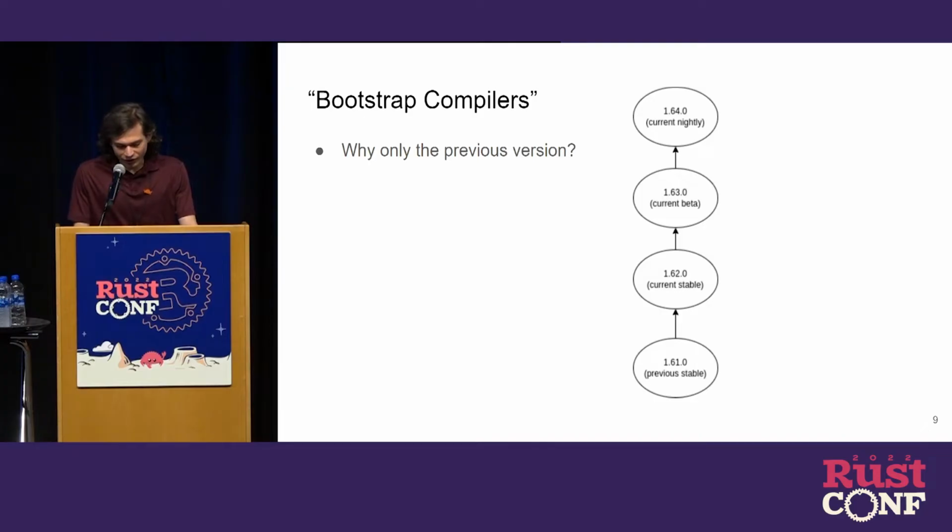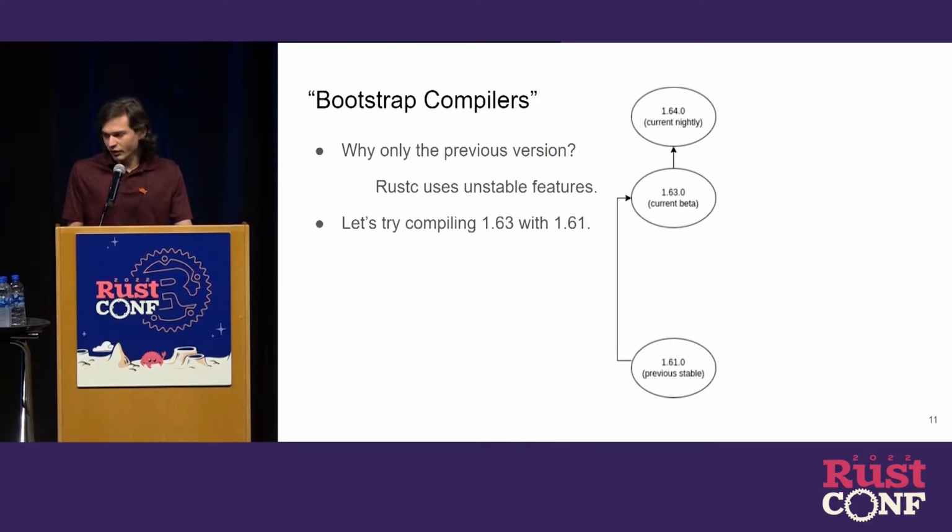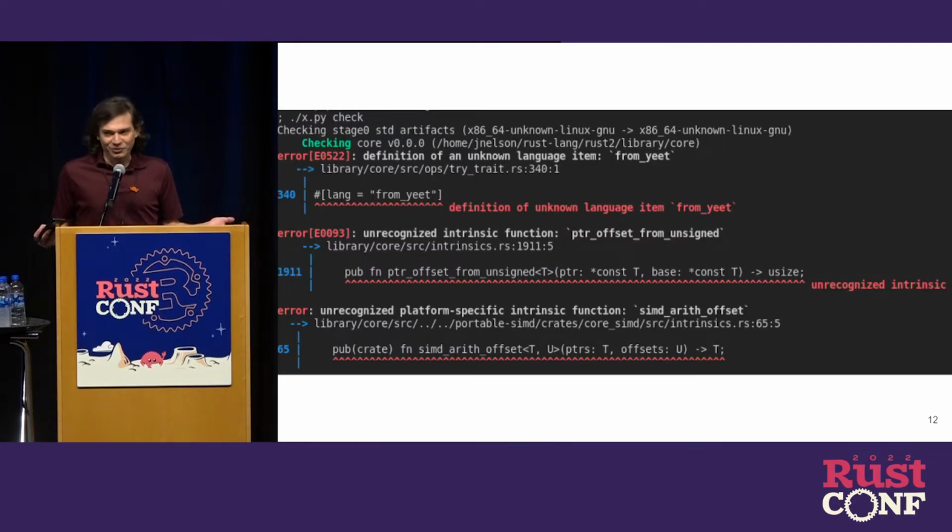Well, the problem with that is that we use unstable features in the compiler. But let's go ahead, let's try it out and see what happens. We're going to build the current beta compiler, 1.63, with the previous stable compiler. This is like only 2 versions back, like how bad could it be, right? It can't be that bad. Well, oops.